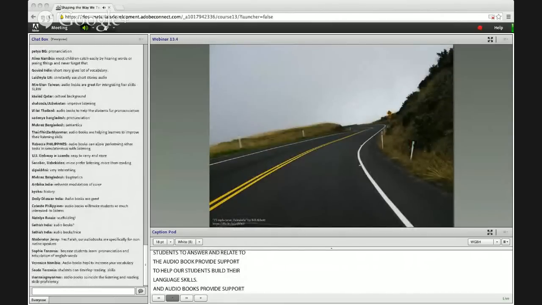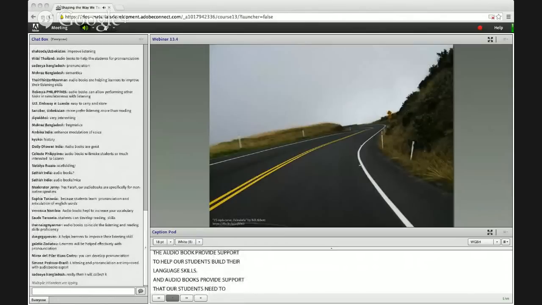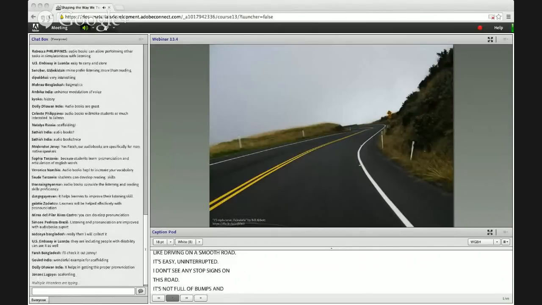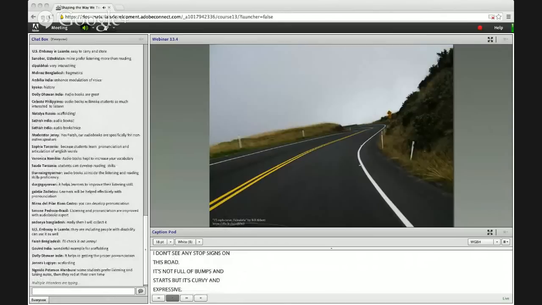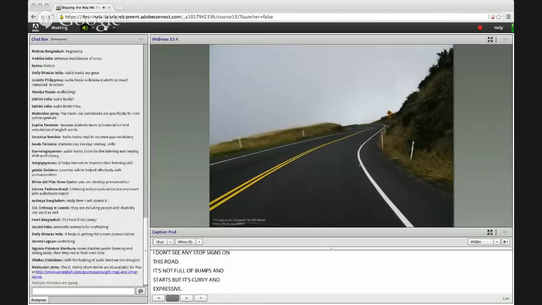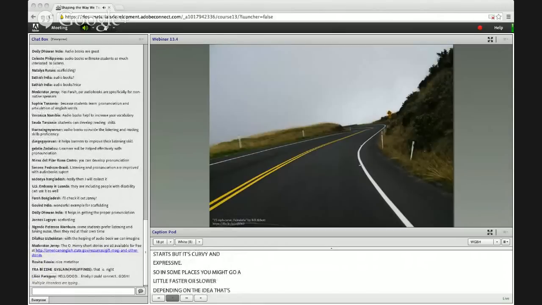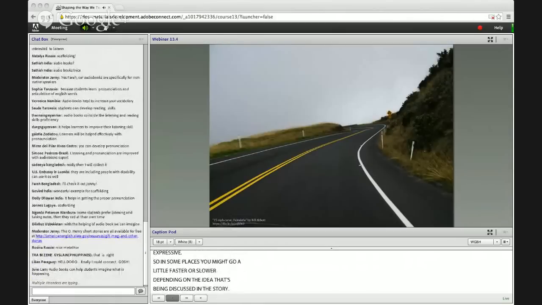So fluent reading is kind of like driving on a smooth road. It's easy, it's uninterrupted. I don't see any stop signs on this road, right? It's not full of bumps and starts, but it's curvy and it's expressive. So in some places you might go a little faster, you might go a little slower, depending on the idea that's being discussed in the story. So how do audiobooks help students develop this fluent reading skill?